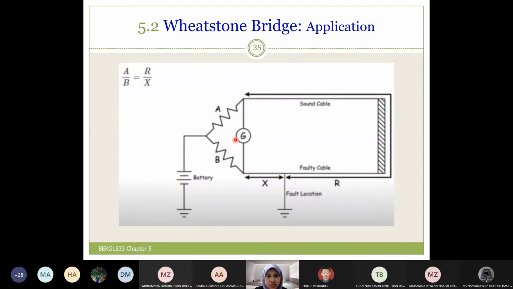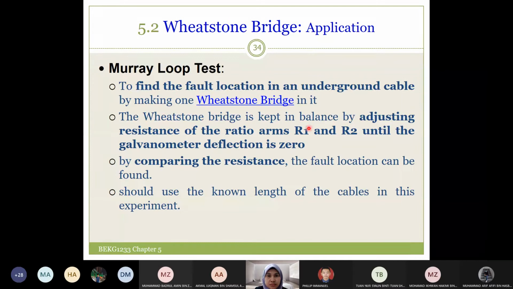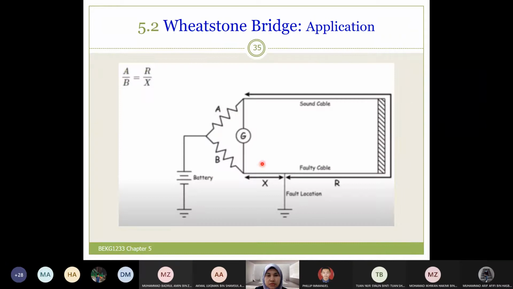Okay, so we put two arms, A and B, adjusting the resistance of the ratio arms R1 and R2 until the galvanometer indicates 0. So we adjust R at A and B until the galvanometer reads 0. Okay, so this is the balance condition for the Wheatstone bridge. A over B is equal to R over X. Okay, so this is the point for fault location.